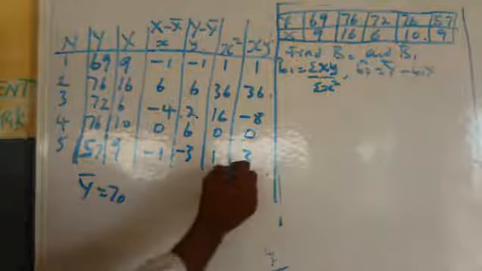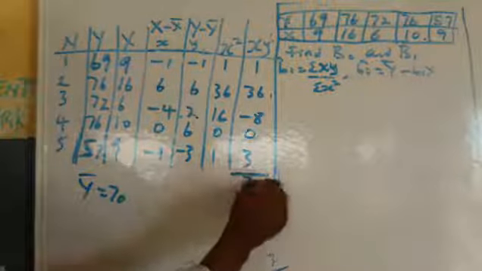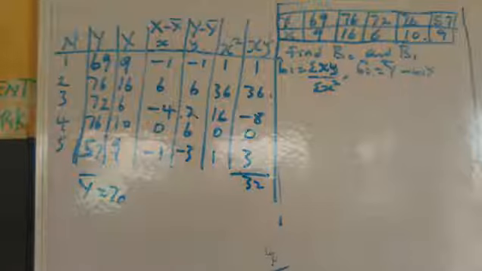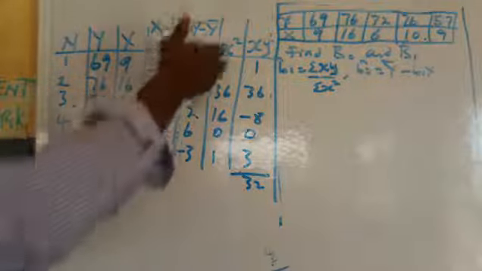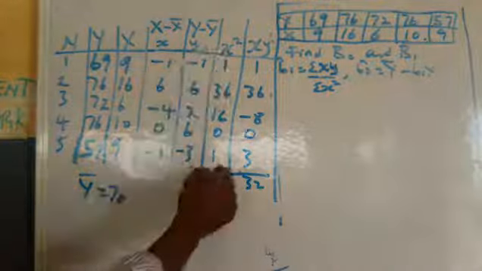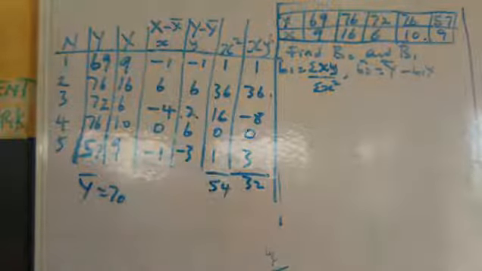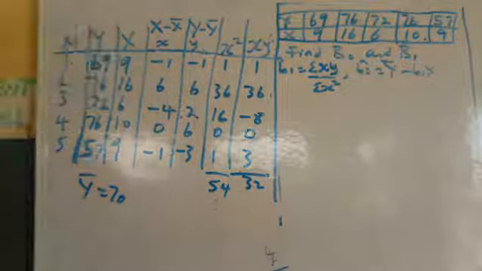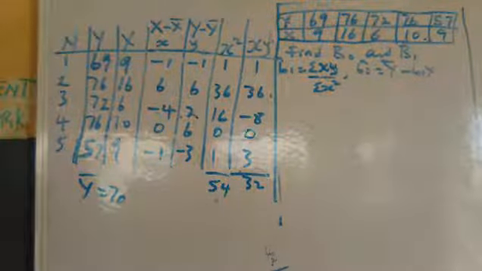So if you sum this together, what are you going to have? You're going to have 32, the sum. Confirm, please. That's going to be 32. And when you do this, the x squared should give us 54. The x squared should give us 54. Then I think we are good to go now.